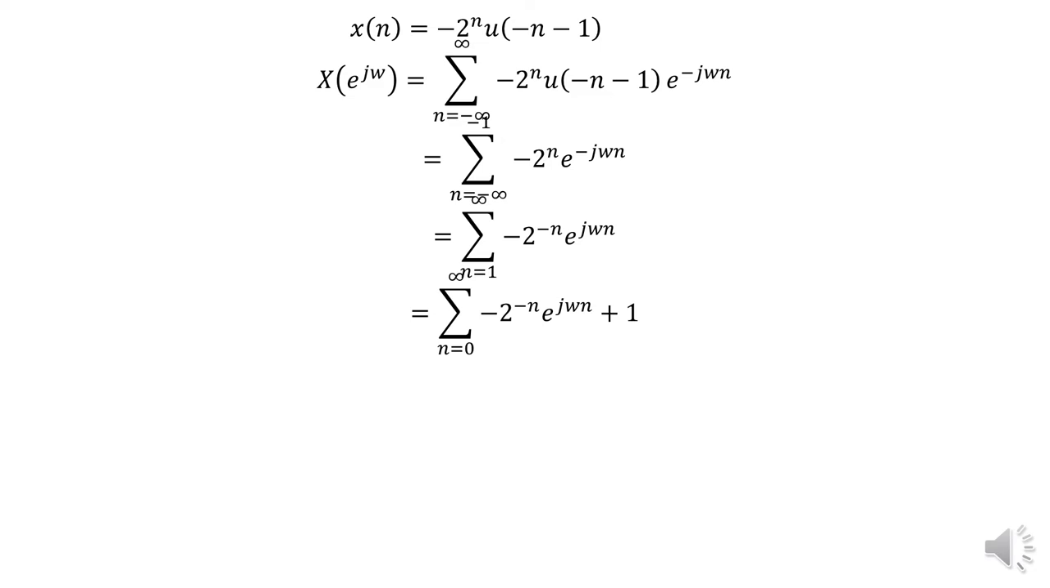So after I have added the value at n equals 0, all together I can write that thing as the sum from n equals 0 to infinity of minus 2 to the power minus n e to the power j omega n, plus 1, okay? This can be written because I have added the value at n equals 0, which is minus 1. In order to reverse that, I have added plus 1, okay?